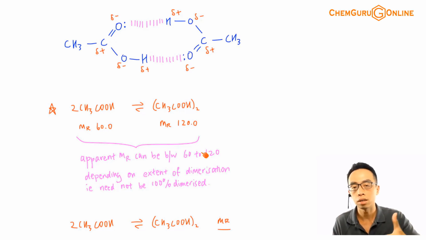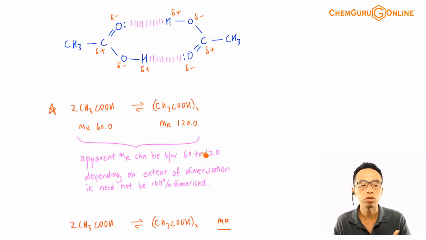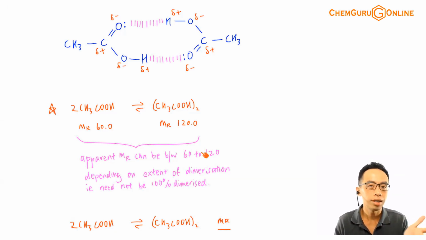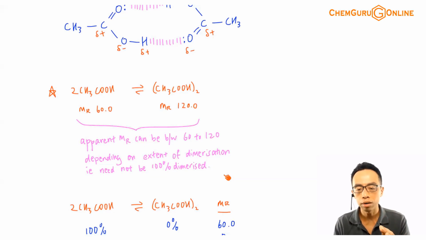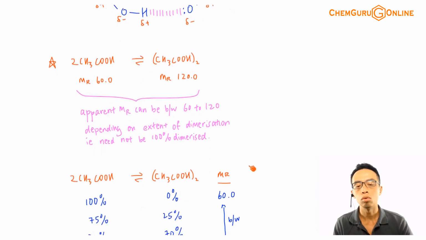If, let's say, in this case it is a gaseous state, it will take place over a range of pressure or temperature. It's not instantaneous, where suddenly everybody is a dimer, 100% dimerized, and the MR is 120. Actually, that's not the case. Usually it will take place over a region of conditions, maybe 10% dimerized, then 20% dimerized, and so on. Eventually it becomes 100% dimerized. So during the region where the extent of dimerization is not 100%, the apparent MR can be any value between 60 and 120.